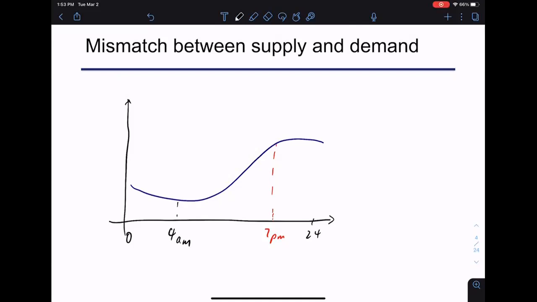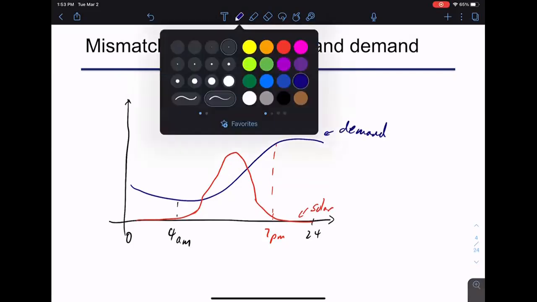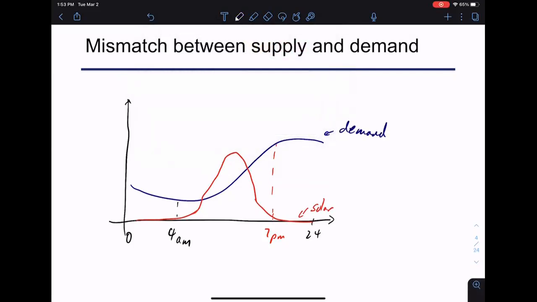But if you look at solar, the production of solar definitely happens only in between these two times. So this is solar, and this is demand. There's always a mismatch between solar and demand, pretty much. For most of the places you look at, there's always a mismatch between solar and demand.